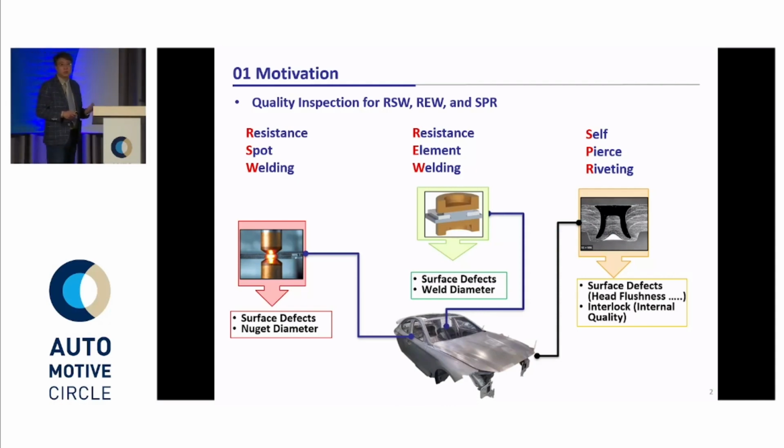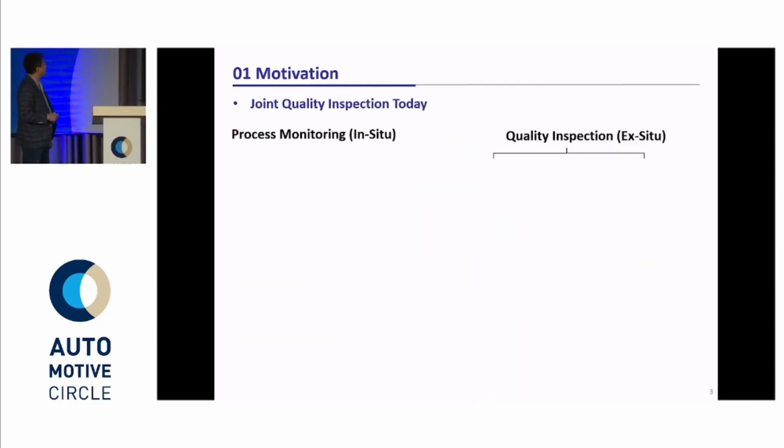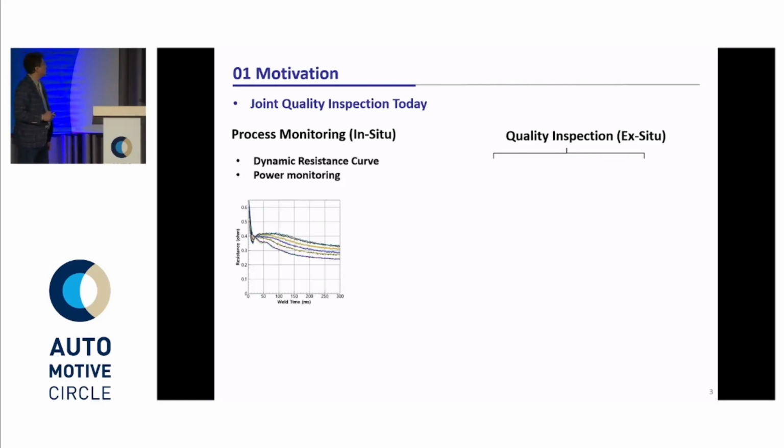There should be some inspection, quality inspection technology or method that needs to be introduced. And nowadays, widely used monitoring technologies are process monitoring, which is in situ, and also quality inspection, which is ex situ. In case of process monitoring, for resistance spot welding, a dynamic resistance curve has been used a lot to monitor the process, and also power monitoring. At the same time, for self-pierce riveting, downforce or displacement can also be used.